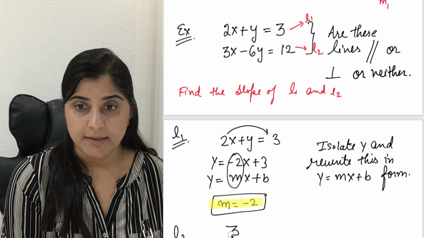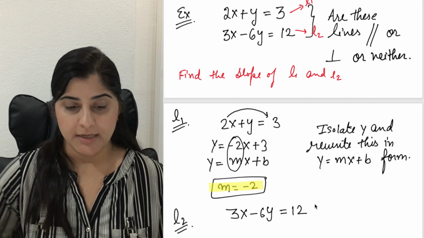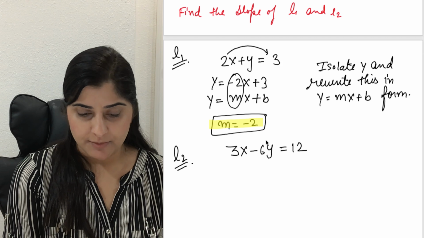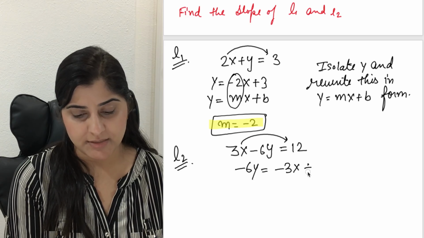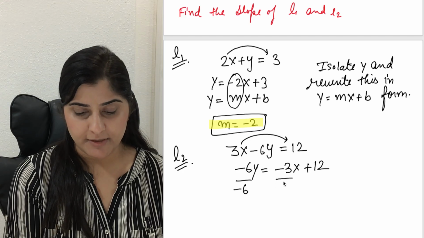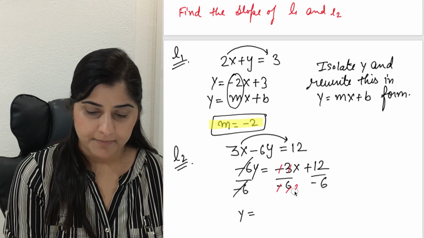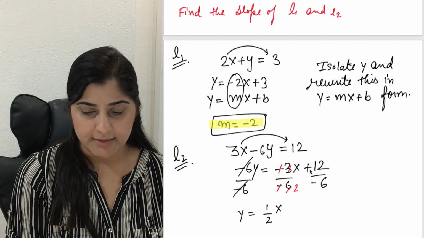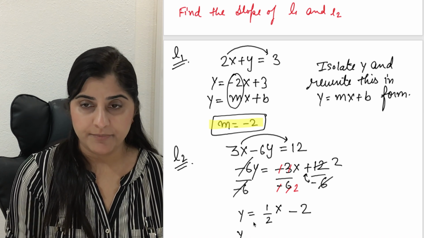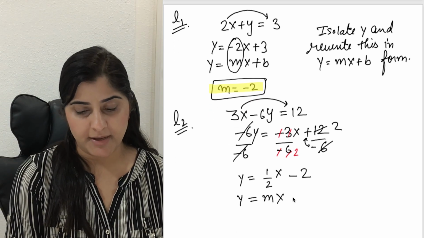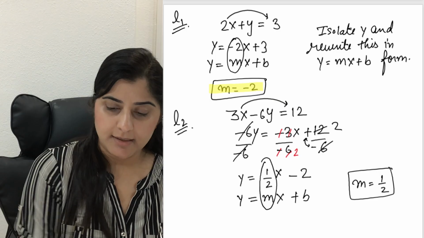So our L2 line is 3x minus 6y is equal to 12. So we will isolate y. So move this 3x to the other side. We get minus 6y is equal to minus 3x plus 12. Now to isolate y, we will divide everywhere by minus 6. So we get y is equal to, two negative signs will cancel each other, so we get 1 over 2 x, and negative and positive will give you a negative sign, we get minus 2. So this is the second line, and we can also equate that with y is equal to mx plus b. So the m of the second line is half. So you can see the second line slope is half.